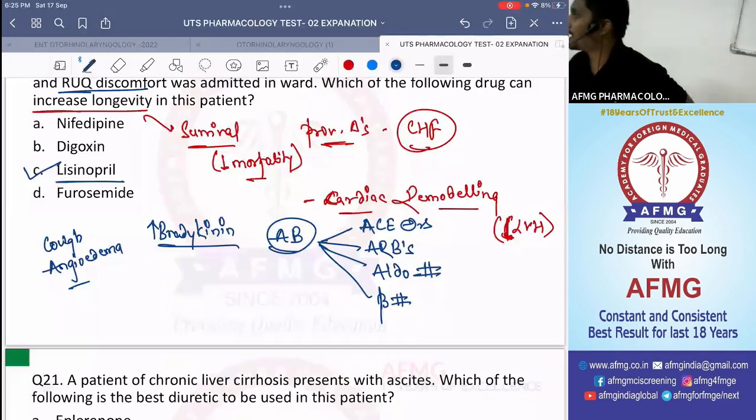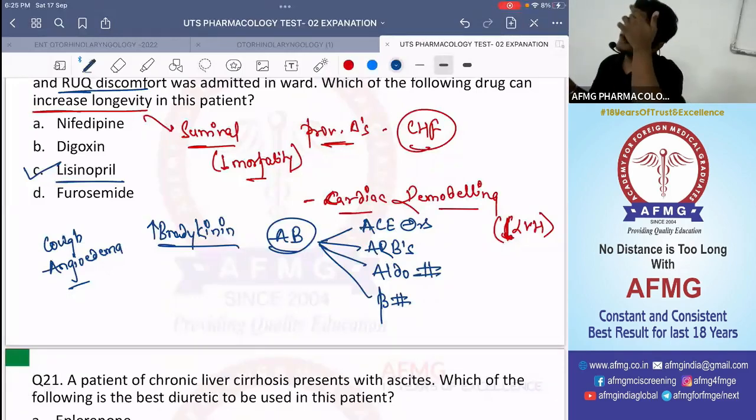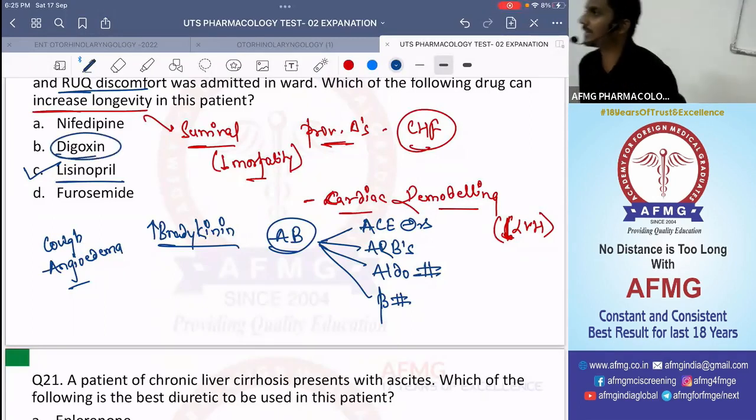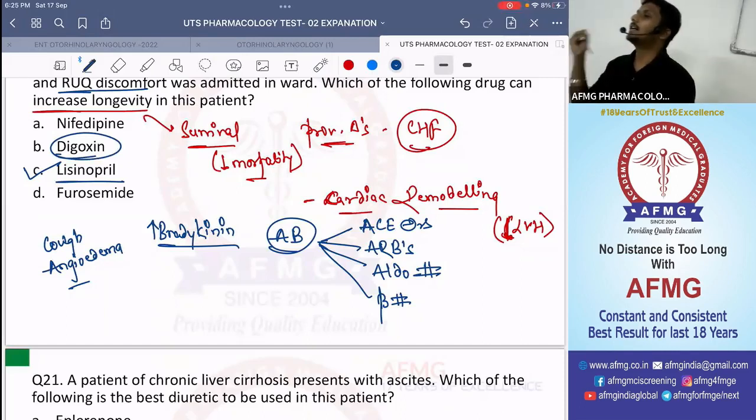So please remember, lisinopril's angioedema has come multiple number of times where they give you a swollen lip of the patient, okay? And they ask you which among the following drugs is responsible for the side effect. In CHF, definitely, we also use this drug which is known as a cardiac glycoside. That is the digitalis group of drugs known as digoxin. Okay, digitoxin has been withdrawn, but digoxin is still in use.